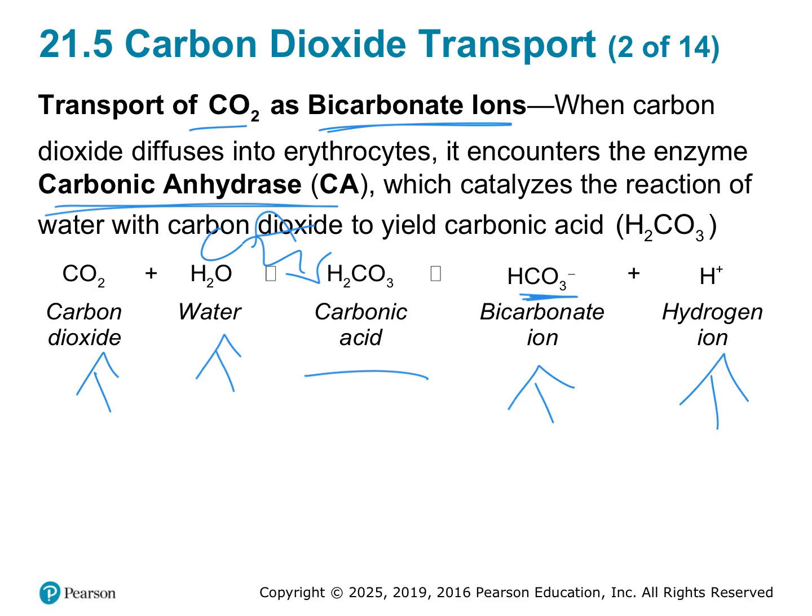This reaction can move in the forward direction, which is what's going to happen at the tissues where we have a large amount of carbon dioxide, high partial pressure carbon dioxide. And then it can go in this reverse reaction, which is what's going to happen at the lungs when we want to take the carbon dioxide that is inside of this bicarbonate ion and free it back up to be able to release carbon dioxide at the lungs.